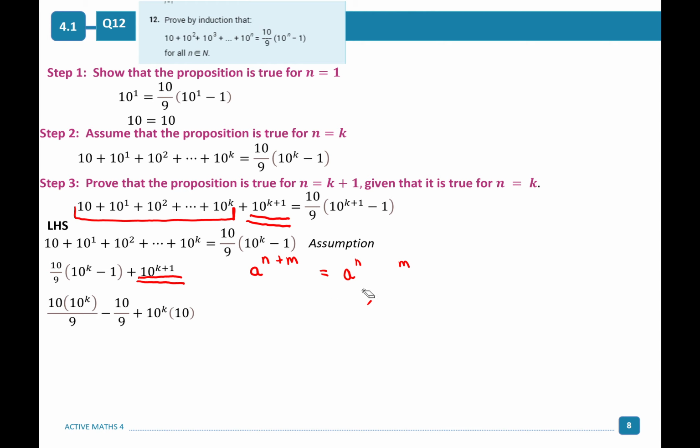Okay, so from here we're going to continue to simplify. I am going to find my common denominator of 9 and add these terms together. So this gives us 10 times 10 to the power of k over 9 minus 10 over 9. And for our third term, our common denominator is now 9. So 9 times 10 gives us 90, which leaves us with our fraction of 90 times 10 to the power of k all over 9.